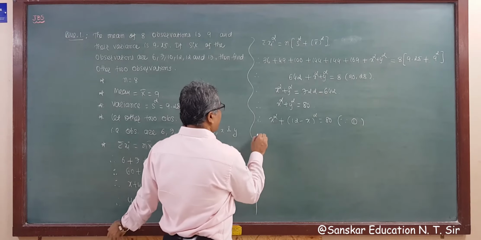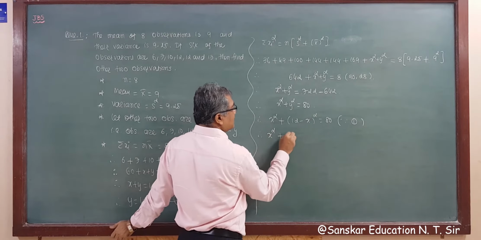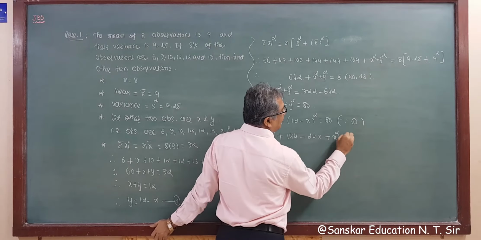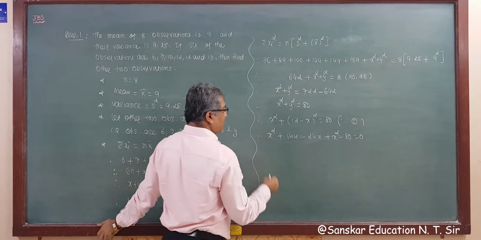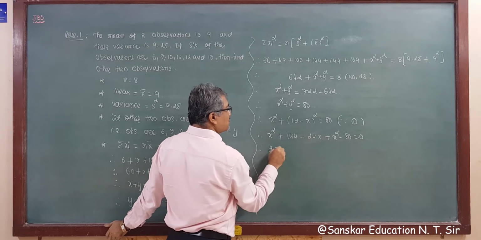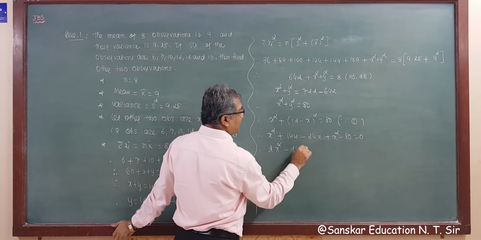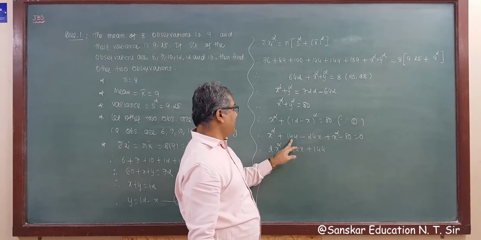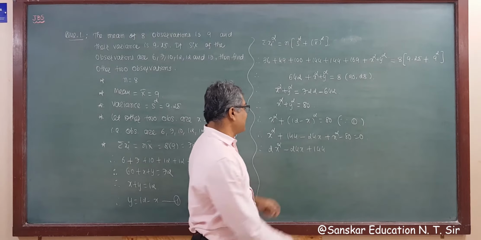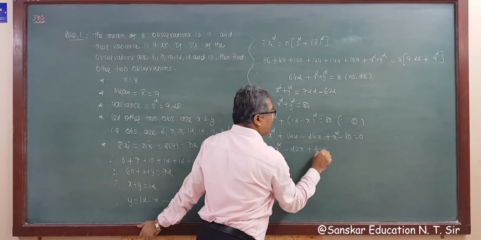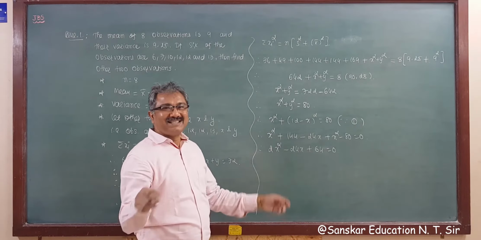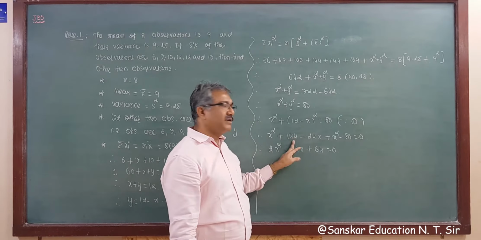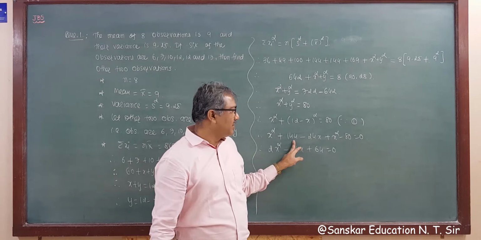Now expanding this, x square plus 144 minus 24x plus x square minus 80 is equal to 0. That is x square plus x square is 2x square minus 24x plus 144 minus 80. So 144 minus 80, that is 64. So 2x square minus 24x plus 64 is equal to 0. It's easy, right? 44 plus 20, 64.